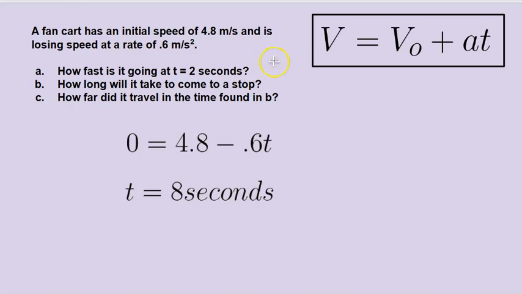So interpreting the word problem, coming to a stop means V equals 0. And the question isn't clear whether it's how long from the last question or from the very beginning. So I think from the very beginning, clearly, this solution decides it is. So I started going 4.8. I'm losing this amount of speed every second. I want to go to 0. So how much time has to elapse? 8 seconds.